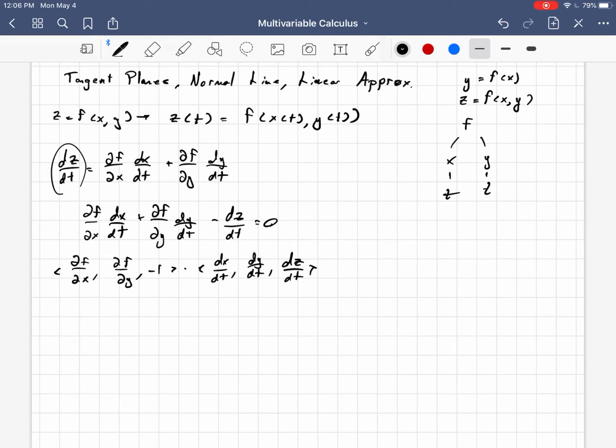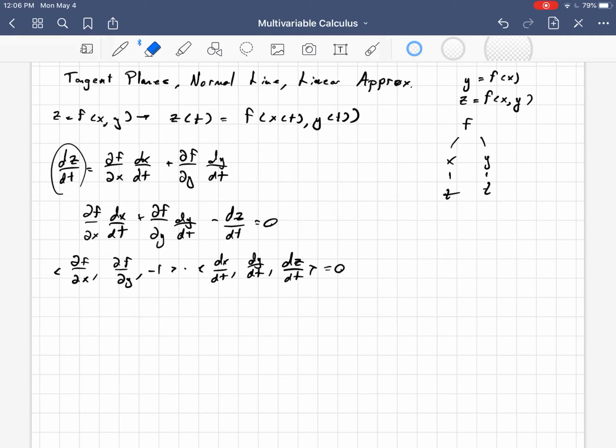And hopefully this whole thing is going to be equal to 0 because it's equal to 0 up here. And hopefully you can see where I got that from. So I take partial f with respect to x times dx over dt, partial f with respect to y, dy over dt, and so on. And so we can split it up as a dot product like that.